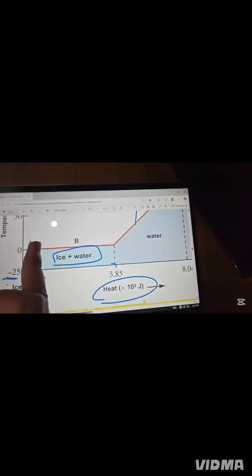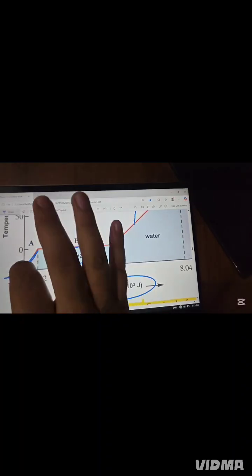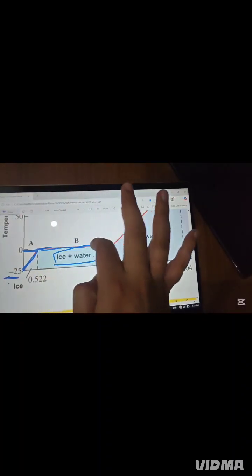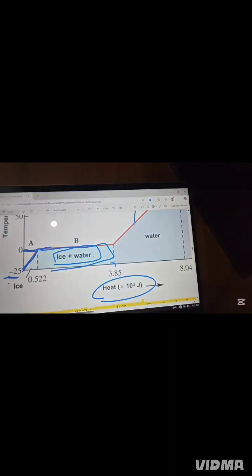Look, if you notice, the temperature of part B is 0 Celsius. In this region, the temperature is 0 Celsius. Here we have ice plus water. Why ice plus water, mister?